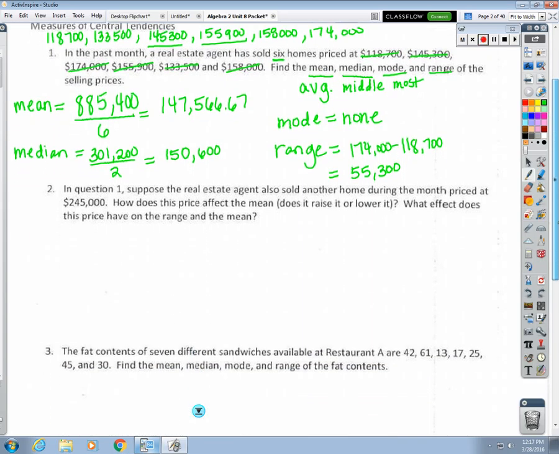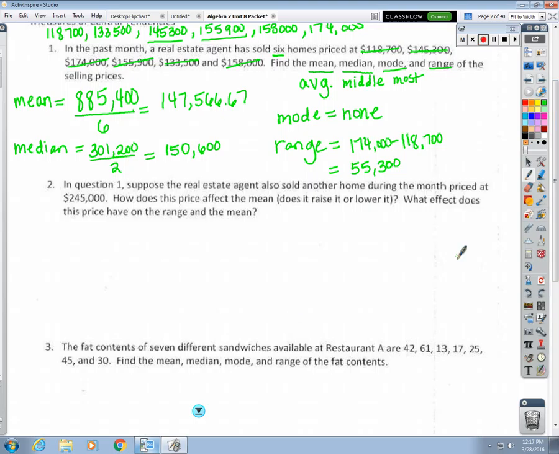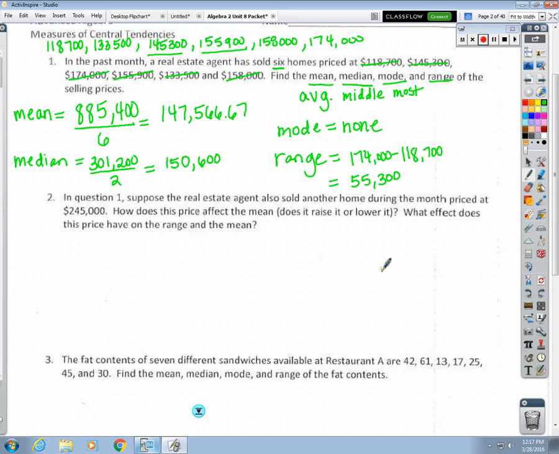Okay. In question 1, suppose this real estate agent also sold another home during that month, priced at $245,000. Where would that go in our list? The very last one, because that's the highest selling price. Okay, how does this price affect the mean? Does it raise it or lower it? Right, the mean will increase. What will the new mean be?